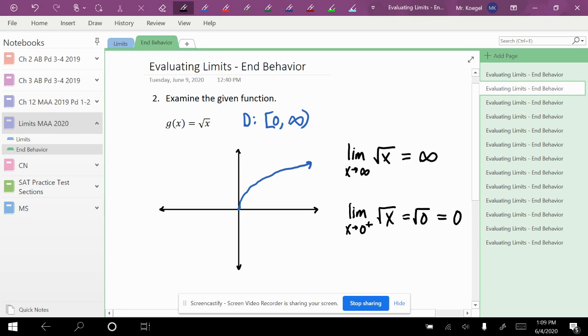All right, this graph has no horizontally asymptotic behavior because we don't have an end behavior limit that bears that out. All right, we would need the limit as x goes to infinity or the limit as x goes to negative infinity to be equal to a real number, and that is not the case here.